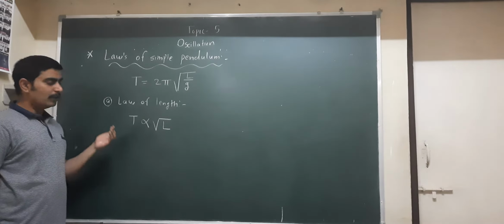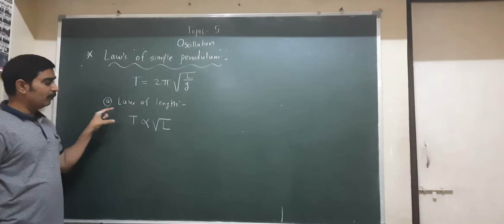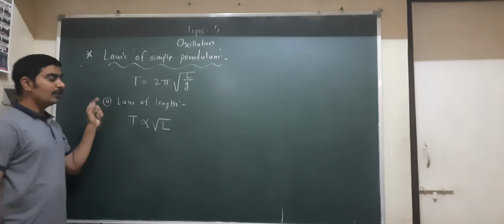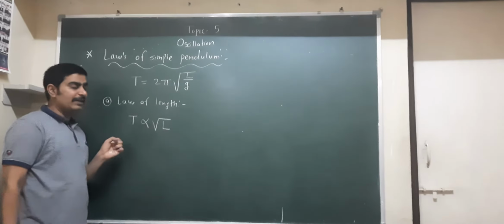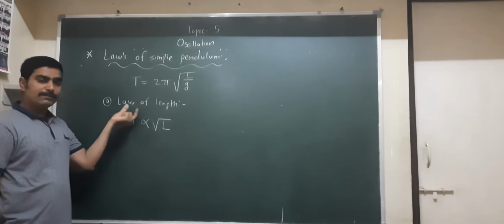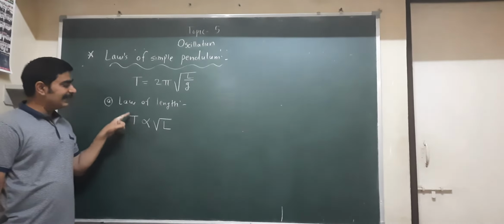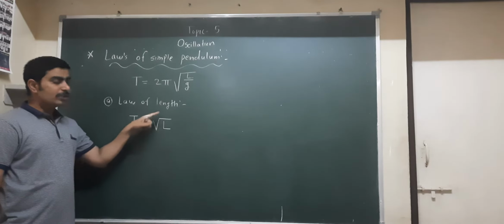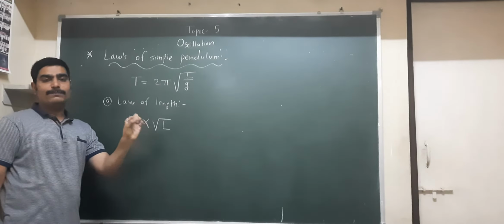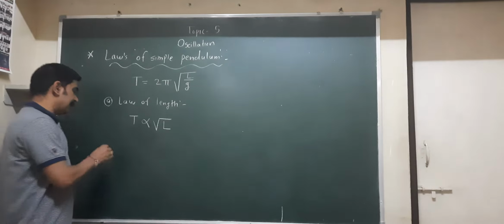Friends, again I am going to explain the law of length. I am writing only in symbolical format. You should write the total sentences while making the notes. So what you should write regarding the law of length of simple pendulum? That the period of simple pendulum is directly proportional to square root of length of simple pendulum. So this is the law of length.